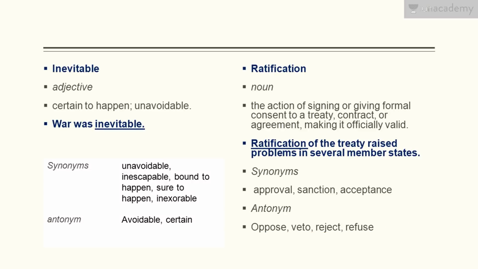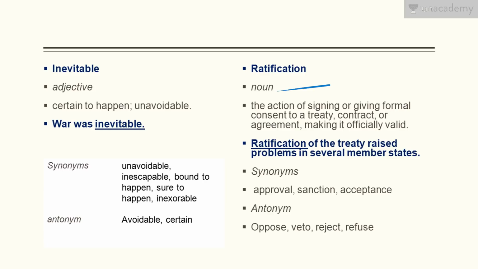Next word is inevitable, which is an adjective, which means certain to happen, unavoidable. In a sentence, it will be war was inevitable. The synonym would be unavoidable, inescapable, bound to happen, sure to happen, inexorable. Antonym would be avoidable, certain.